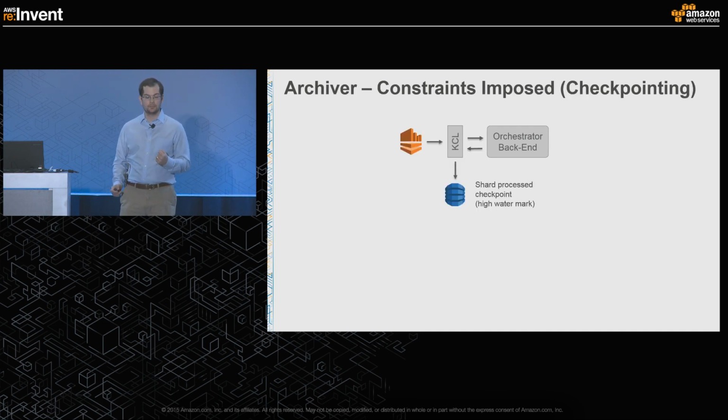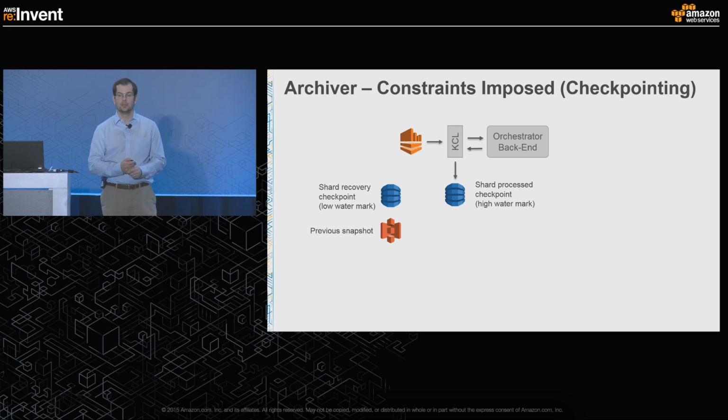So the first is the Kinesis client library only supports a single checkpoint. We'll call that the high watermark in this particular case. Now, that checkpoint is not going to reflect what we last snapshotted. That's going to be something over here. We'll call it the low watermark. So we have a previous snapshot sitting there in S3.